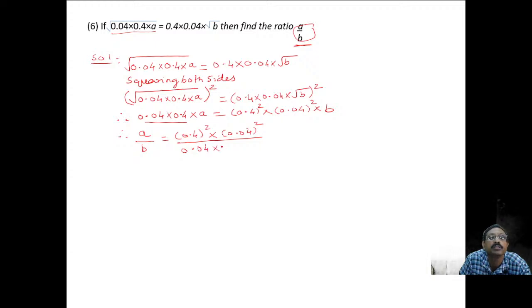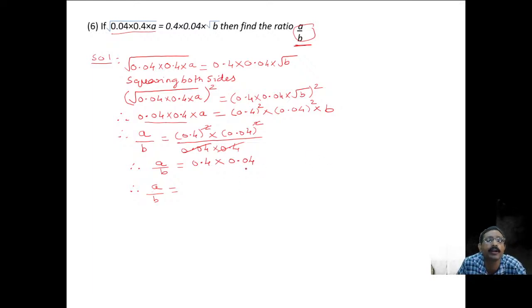0.04 into 0.4. If you look here, you have 0.04, you have got 0.4. Here you have got 0.04 and here you have got 0.4, but both are square. So if I cancel 1 here, 1 goes. If I cancel 1 here, 1 goes. Therefore, a upon b is equal to, what will I get if 1 is gone? 0.4 into 0.04, right? We will get this. Therefore, what will be the value if you multiply this 0.04 into 0.4?